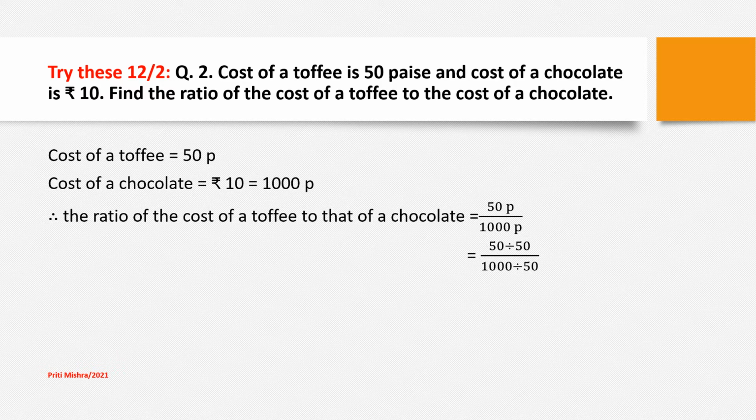Paise cancel. We can cancel the units. And then we have SCF as 50, 1 by 20. The ratio is 1:20.